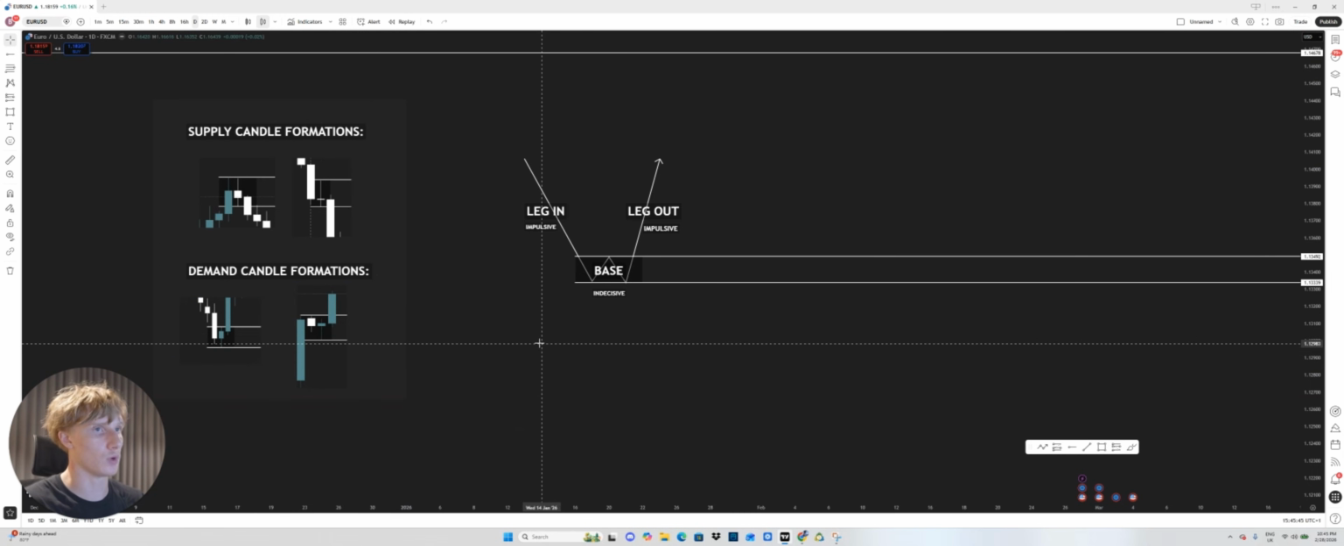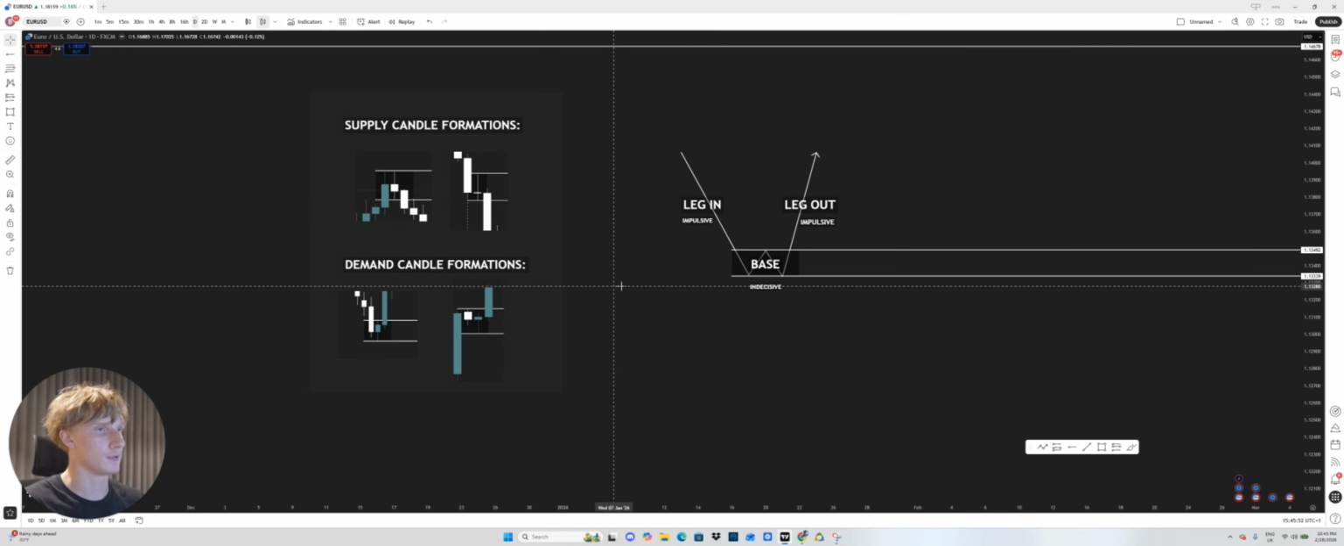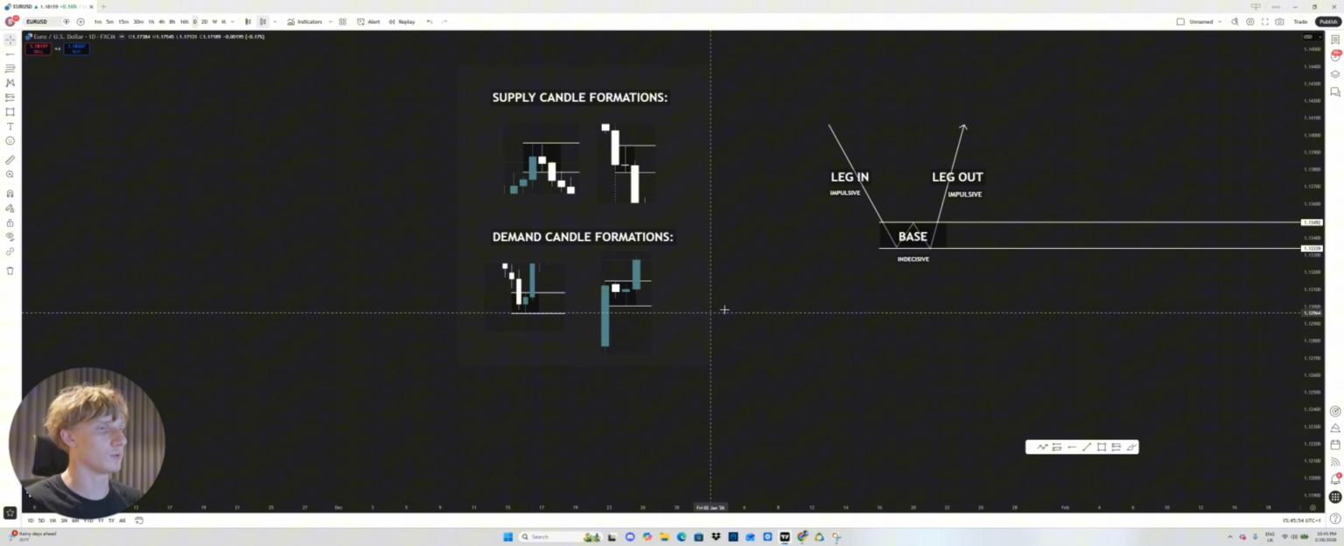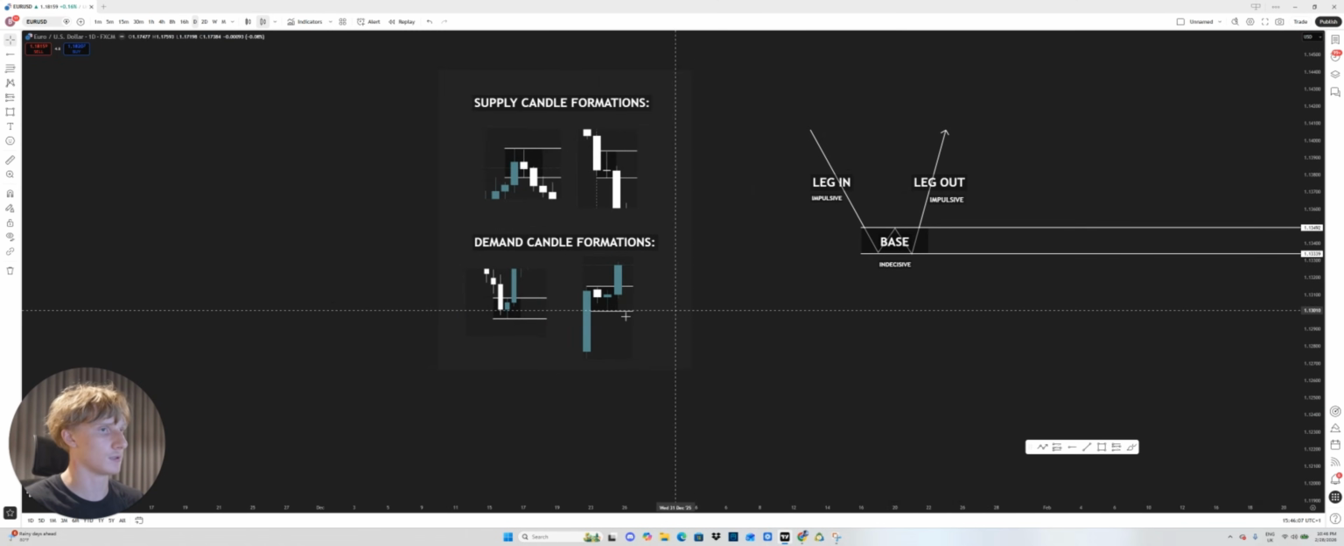In this case right here, we have one, and then followed by a leg out, which is also going to be impulsive. So with that bearing in mind, what we can see is that this would be our leg in, followed by our base because it's indecisive, followed by the leg out, because it's impulsive.